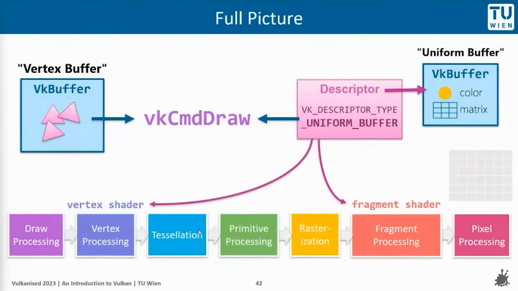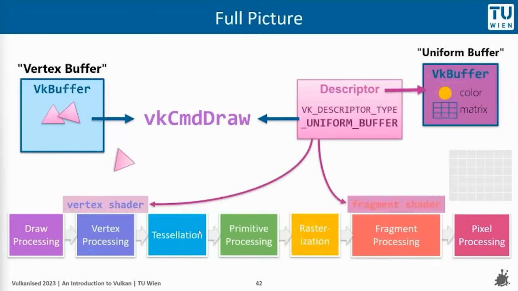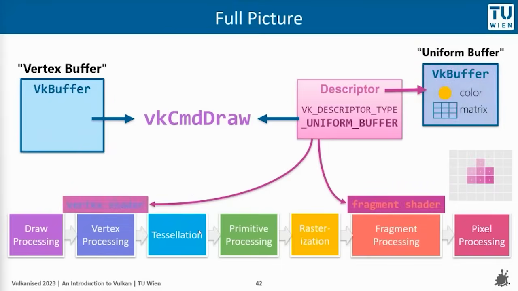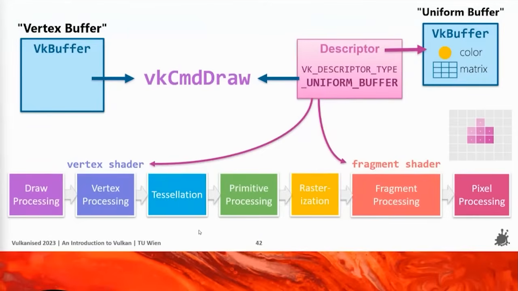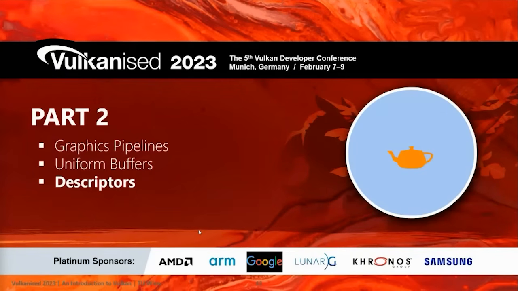And yeah, here again, the full picture. Buffers are bound, provided to vertex shaders, and the vertex and fragment shaders are using the data in the uniform buffer while the triangles are rasterized. Okay, so much for the second part of this lecture.